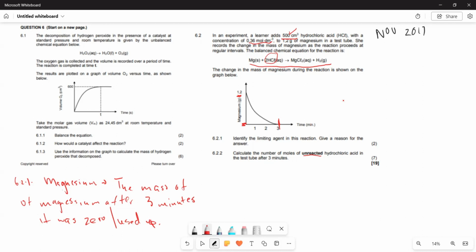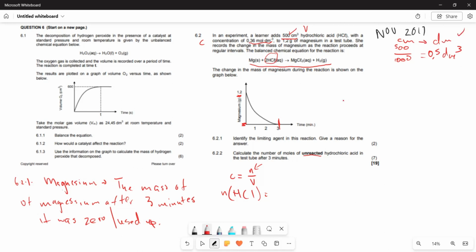Because you are already given the concentration, and this is your volume and this is your concentration, you can start by using this formula. C is equal to n over V. What are we calculating? We can calculate the moles of our hydrochloric acid. What is the volume? Remember, volume we always say is 500 divided by 1,000, which is 0.5 decimeter cube, because we are moving from centimeter cubed to decimeters cubed.